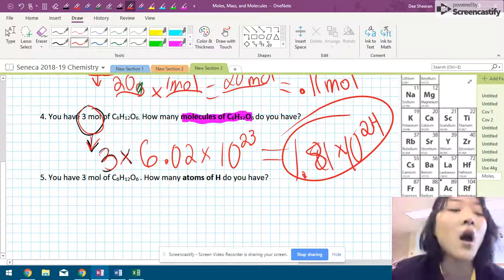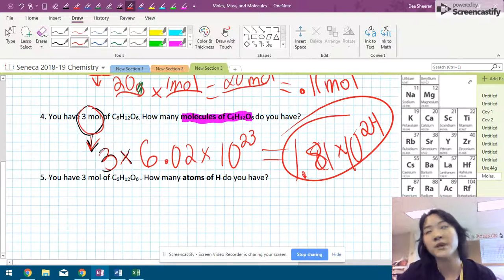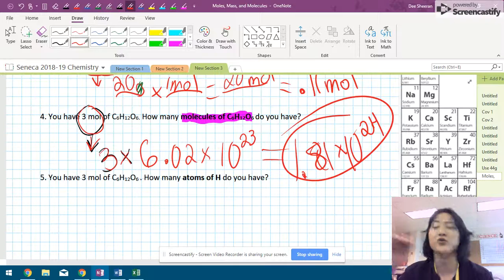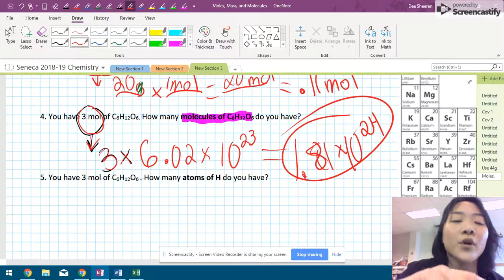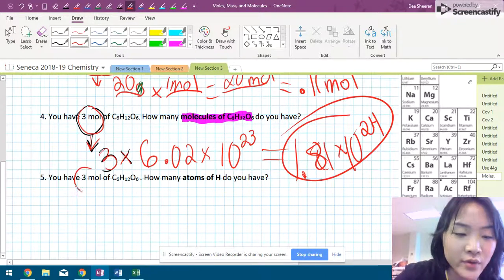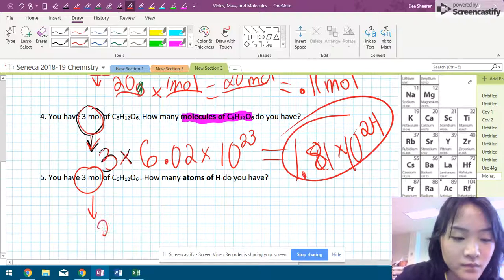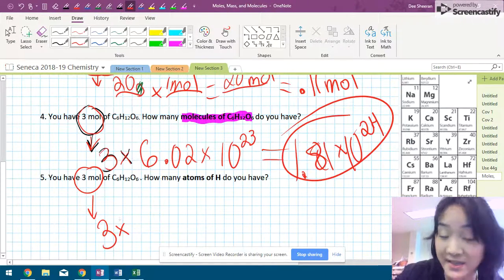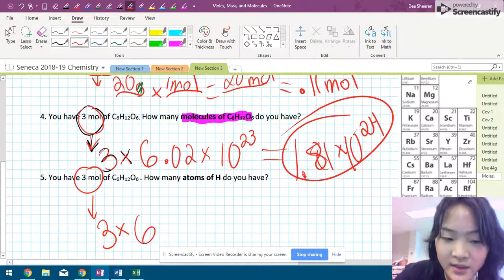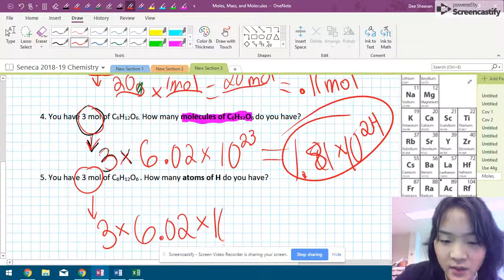That's it. For number 5, it's a little bit more steps. It's 1 extra step, though. It's just like a little more, but you have to remember to do it, or else you'll get the wrong answer. So what you have to do is do the same thing, 3 moles times the same exact big number, 6.02 times 10 to the 23rd.